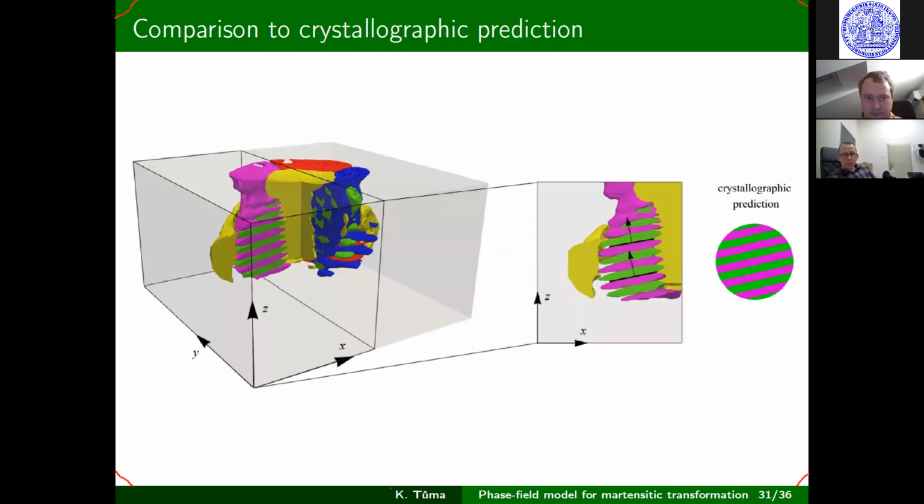So here is a comparison to the crystallographic prediction. So as I said, the crystallographic prediction, this is a classical theory that says how the interface between martensites is oriented under stress-free configuration. Of course, this is extremely stressed due to the indenter, but still you can see that at least for the violet and green martensites, it agrees very, very well with the crystallographic prediction. So we can be at least a little sure that the simulation is reasonable.